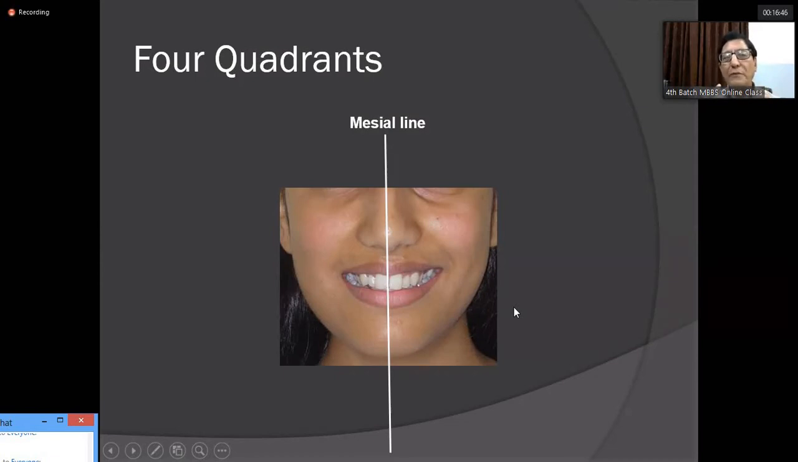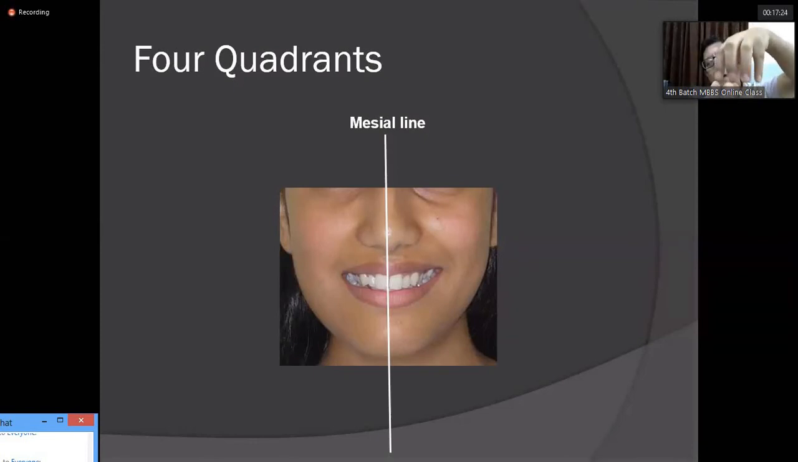Now, apart from the medial line, we have another line which corresponds to the occlusal plane. You know what is occlusion? Occlusion is the act of the upper teeth coming in contact with the lower teeth. These are upper teeth, these are lower teeth. When they come in contact with each other, they come in contact in one plane. They make a plane with different tips of different teeth, like this. So this plane is known as the occlusal plane.